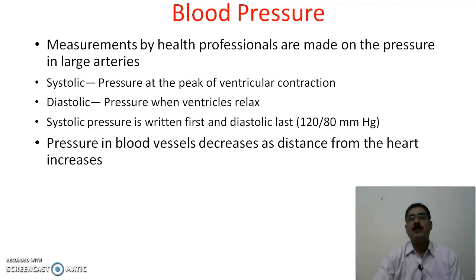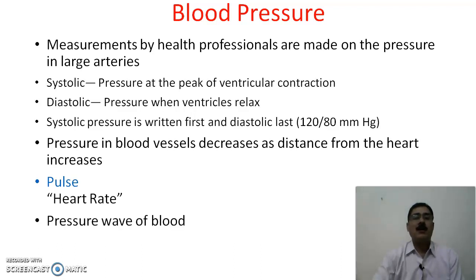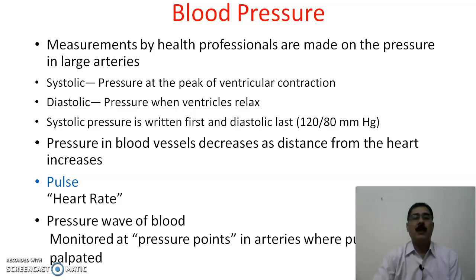The systolic pressure is written first and the diastolic pressure last, as you can see here, 120/80 mm mercury. Pressure in the blood vessel decreases as distance from the heart increases. The pulse is the heart rate, and the pressure wave of the blood is monitored at pressure points in arteries where the pulse is easily palpated.